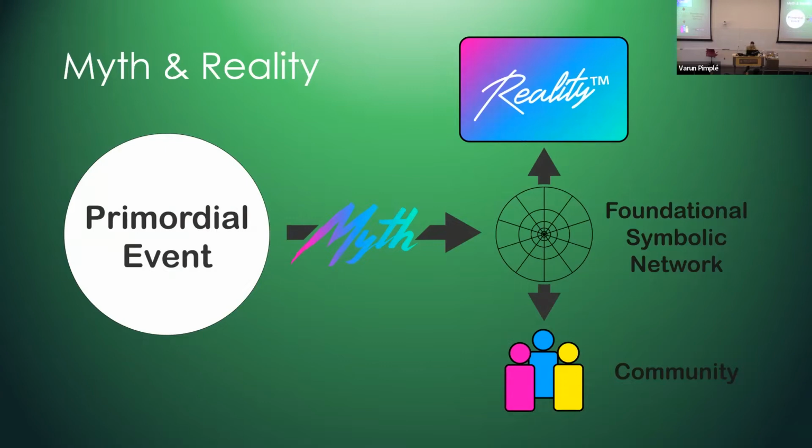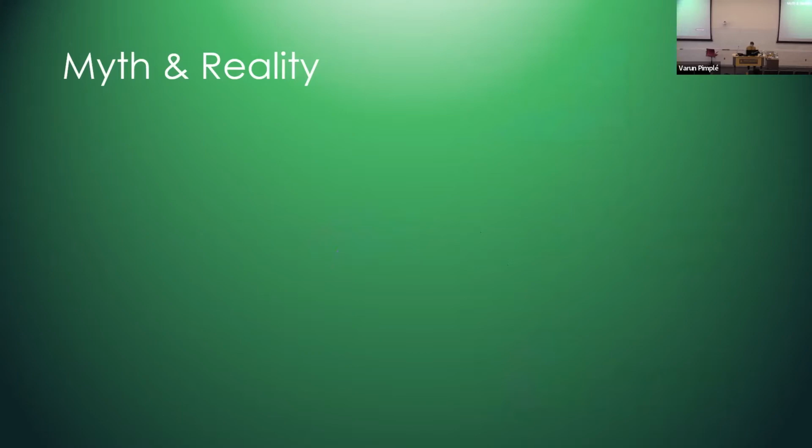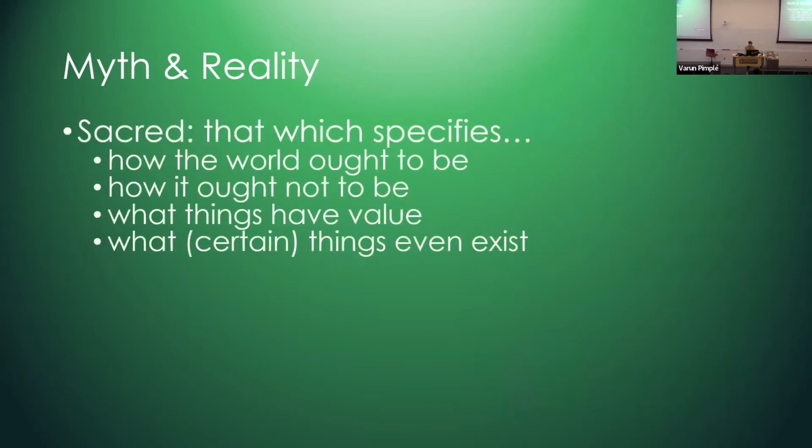Anyway, these symbols are intersections of the so-called divine world into the profane world. And here, when I say divine, I'd rather use the word sacred, because sacred doesn't necessarily mean something religious. We've left the world of religious anthropology. Now it's just a metaphor, right? A symbol that is sacred is something that specifies how the world ought to be, how it ought not to be, what things have value, and even sometimes what things even exist. And that can be contrasted with the term profane. Here we don't mean profane like a bad word. We mean profane in the sense that profanum in Latin means in front of the temple, so something that is non-religious, that is not sacred.